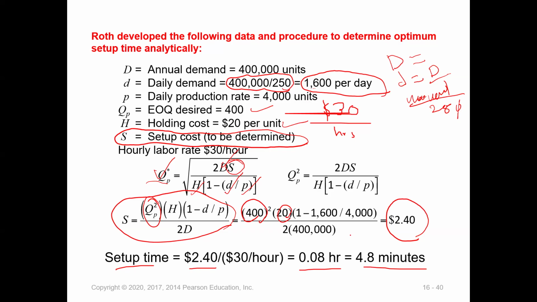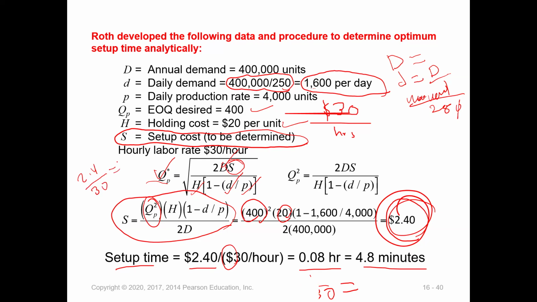You need to change this to minutes. Okay, how? It is equal to $2.4. One hour is equal to $30, so I divide this amount by the hourly labor rate, which is 30. So 2.4 divided by 30.